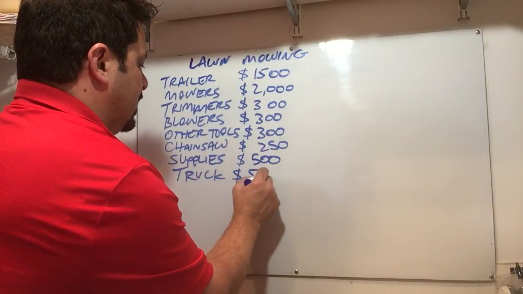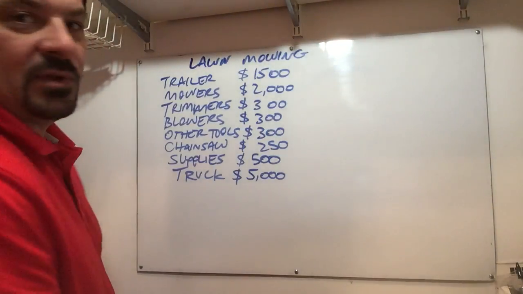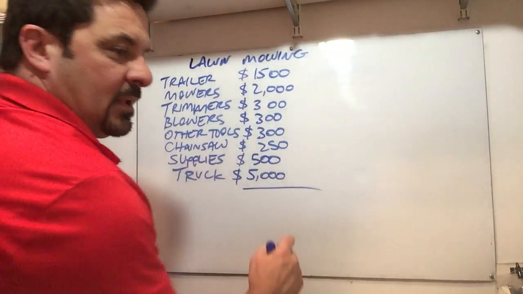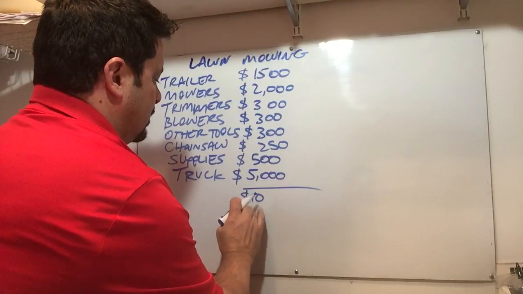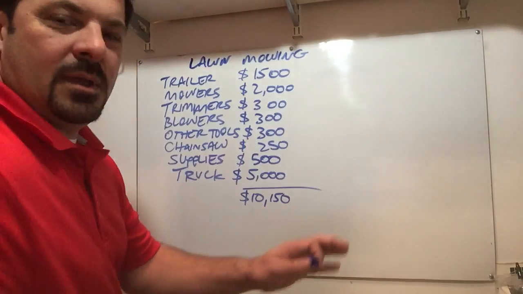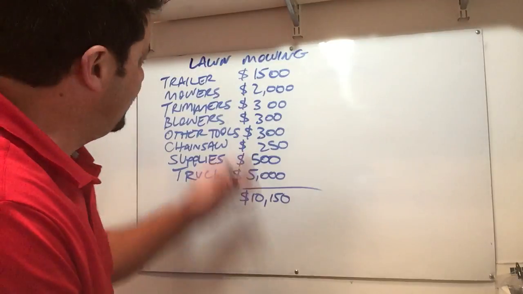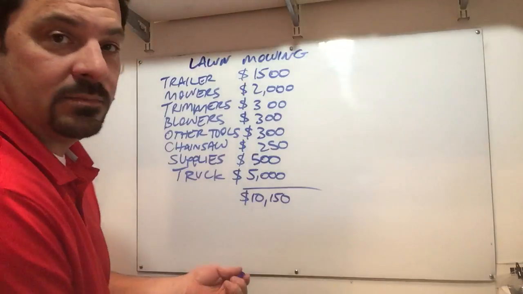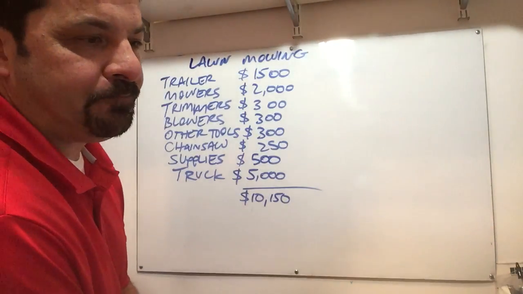We need a decent truck. It will have a business name on the side of it, and you want to get new customers. So all this stuff, if you were to add it up, it comes out to $10,150. So that's a pretty good sized startup. You need some money. If you were to borrow that money, you could get a loan, or save for it ahead of time. It takes a long time to save $10,000.